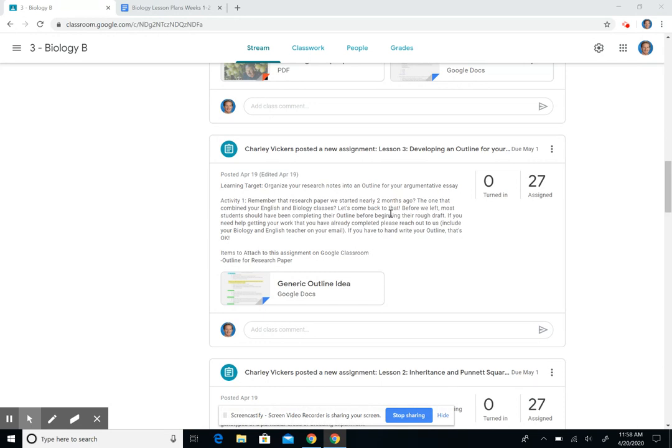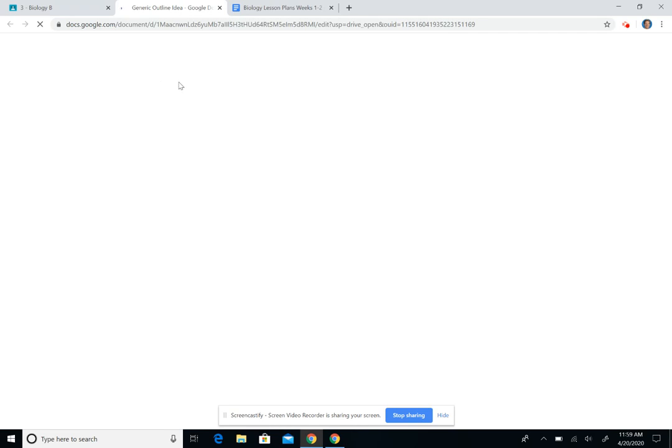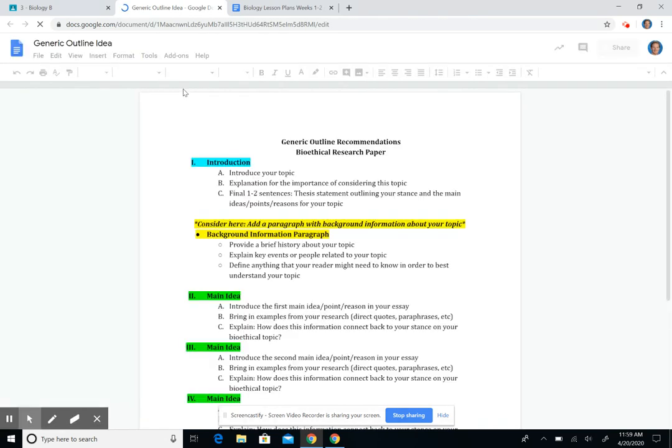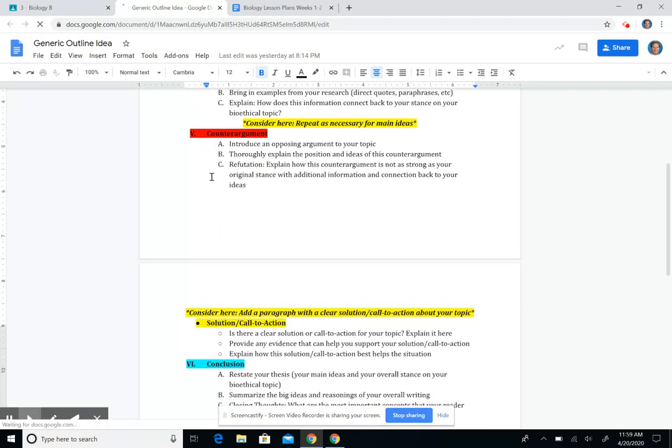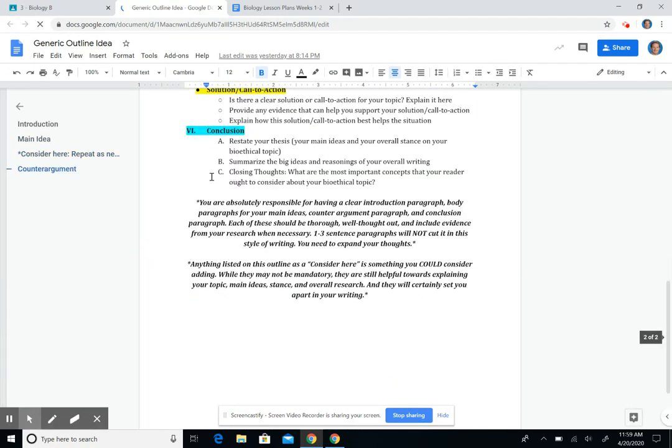So some of you might be beyond this already, and that's great. But what we really need from you guys, and what your English teachers need from you guys as well, is to stay on top of this paper, which we still want to complete because we put in so much time already. We want to make sure that we have a generic outline idea for your paper. Okay? So on lesson 3, we've just posted the generic outline idea. Again, this breaks down the paragraphs and the requirements that you're going to need for your argumentative essay.